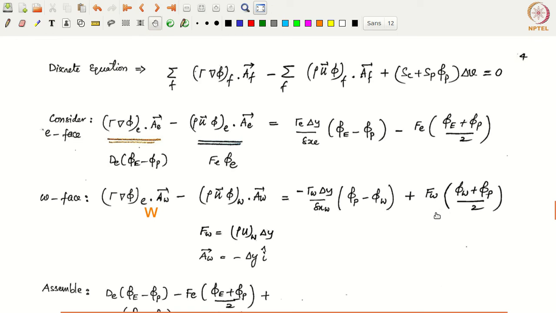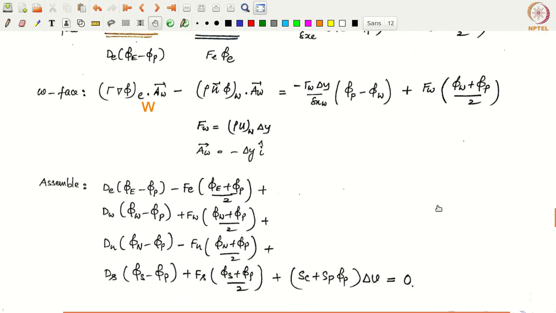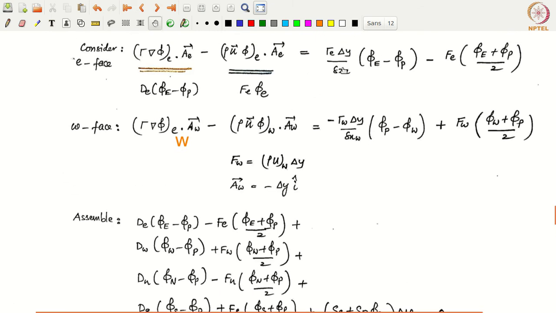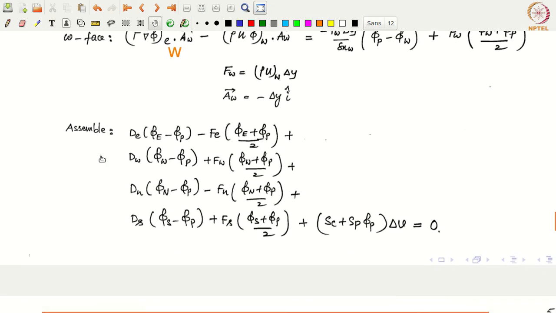Can you write for the north and south faces similarly? Yes, you can, but we have to keep in mind the corresponding plus and minus signs. So maybe you should try writing it out as well, as a verification. As of now, I'm going to assemble all of these things. So this is basically d little e times phi east minus phi P, minus Fe times this thing. And what about this thing? This will be minus dw times phi P minus phi W plus Fw times phi w, which is phi W plus phi P by 2. So if I assemble all of these things, what do we have?